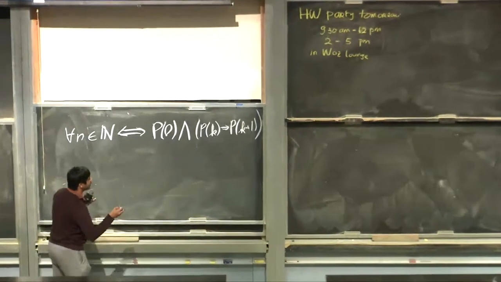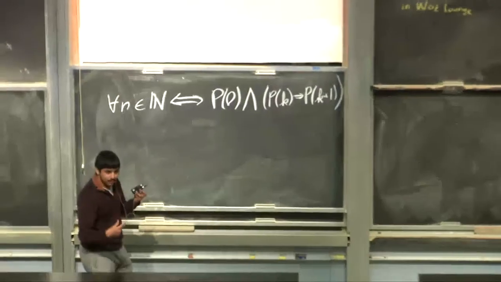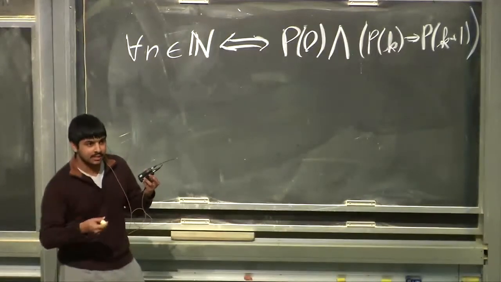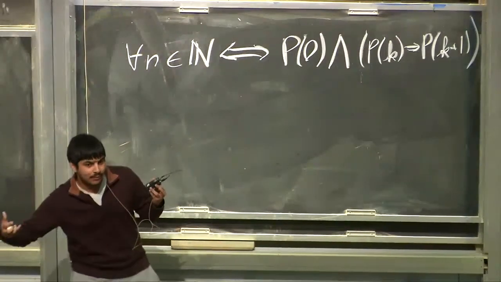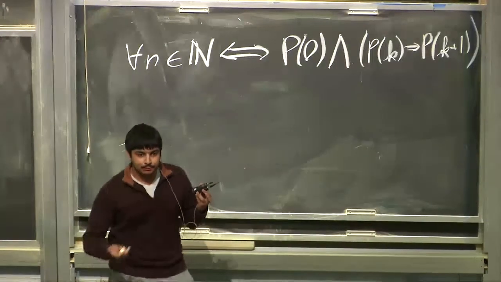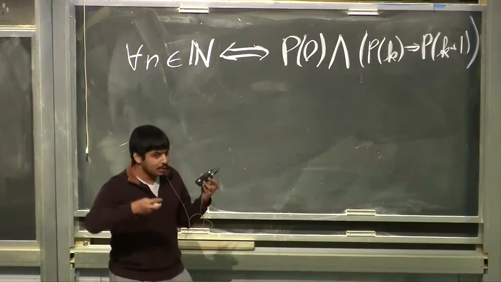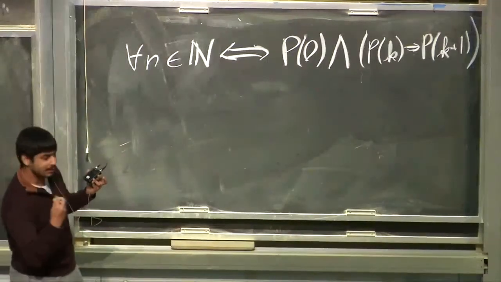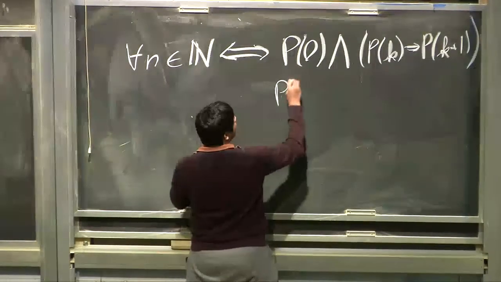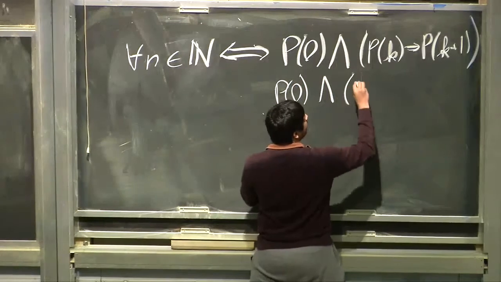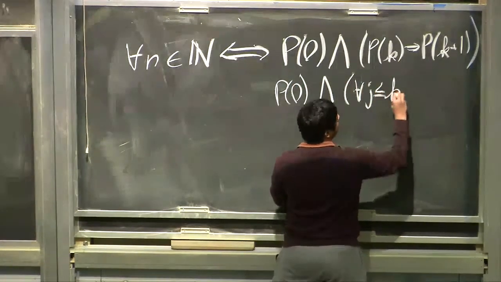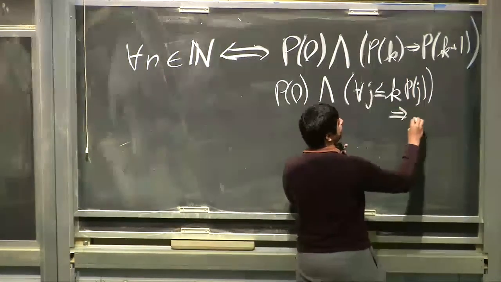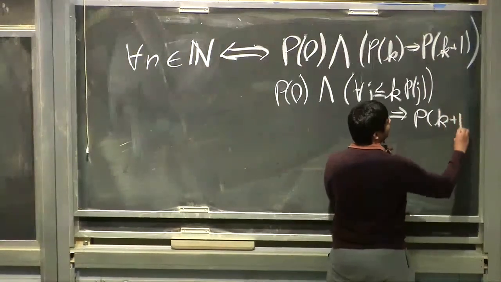So, strong induction. With induction, you assume one case and you try to prove the next case. But that's not exactly how induction works, right? Because if you're already on the kth case, it means you've proved everything up until that point. So if you're trying to prove P of 6, assuming P of 5, you probably also proved P of 4, P of 3, P of 2, and P of 0, right? So you could actually assume everything up until that point. So strong induction is saying: P of 0, and for all j less than k, P of j implies P of k plus 1.